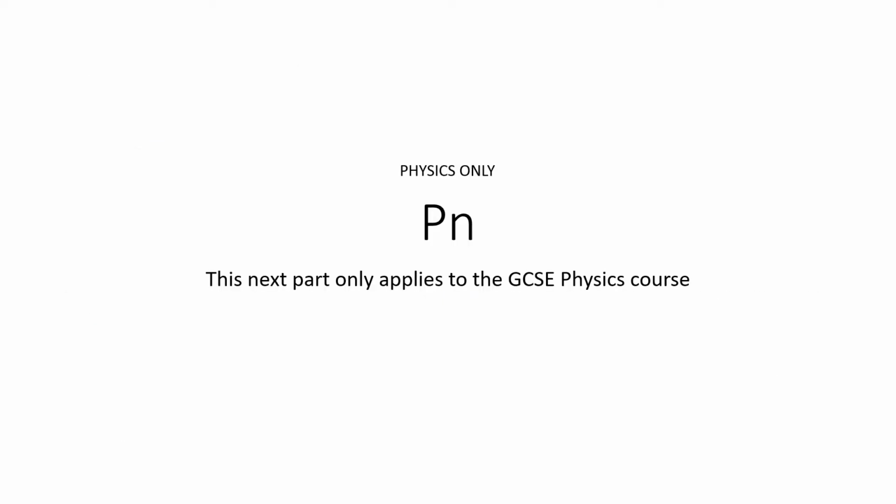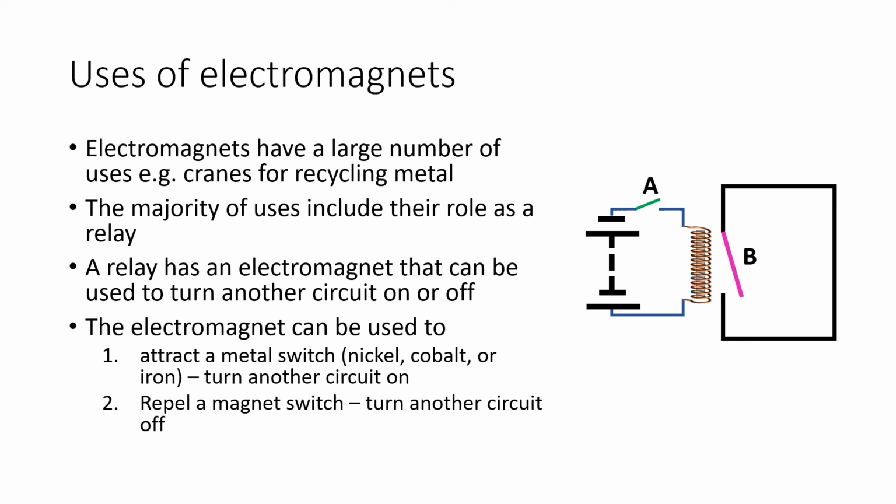Now the next bit only applies to those students studying the GCSE physics course. If you are studying GCSE physics, then you are going to be asked about uses of electromagnets. And they don't want you to memorize a list. What they want you to be able to do is to look at pictures of electromagnets and work out what's going to happen.